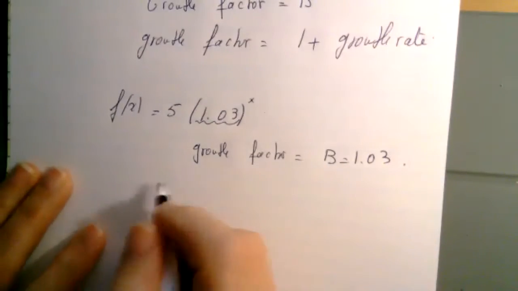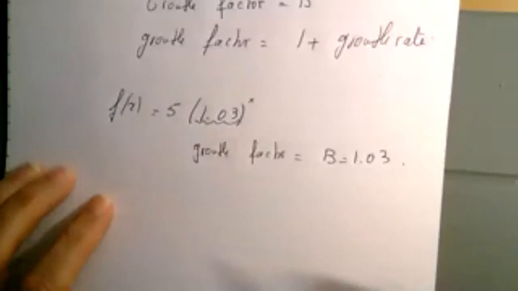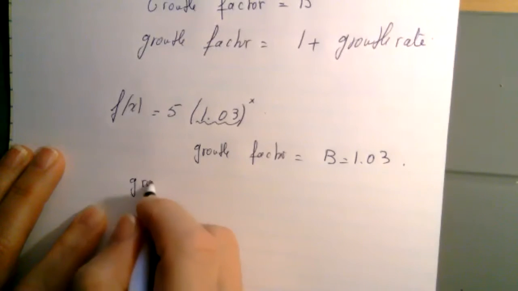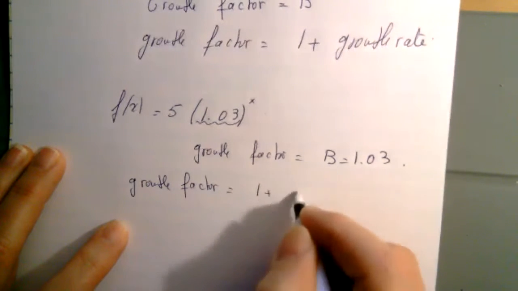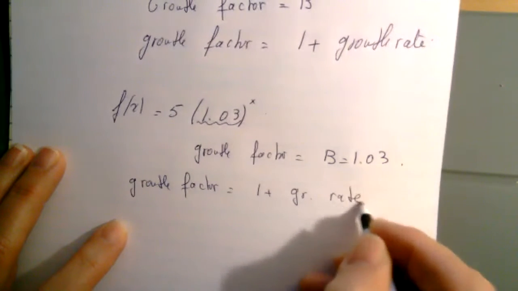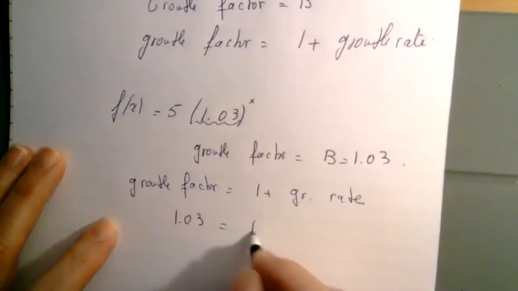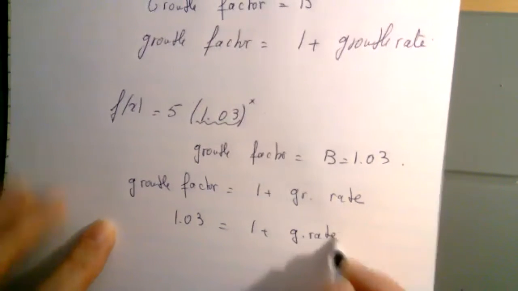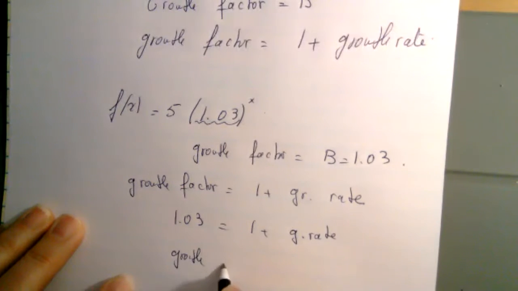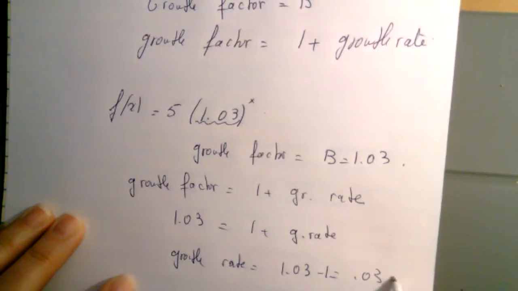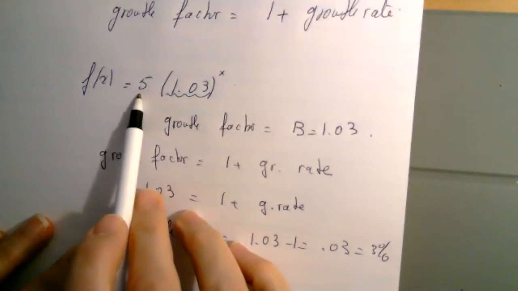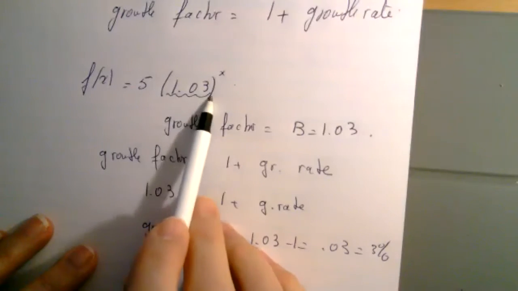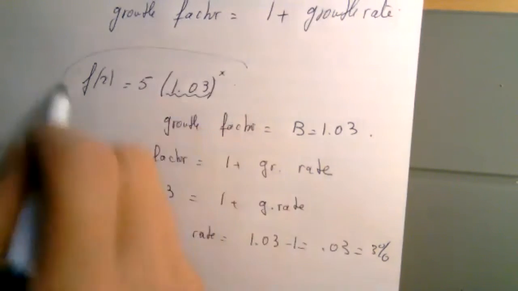And the growth rate here, a lot of you just look at it and say what's the growth rate, but to be very careful, we go over the relationship. The growth factor is 1 plus the growth rate. It means the growth rate here is the B minus 1, 0.03, or 3%. Means that's a quantity that starts at 5, but grows at the rate of 3% every unit of time. That's how we read that.